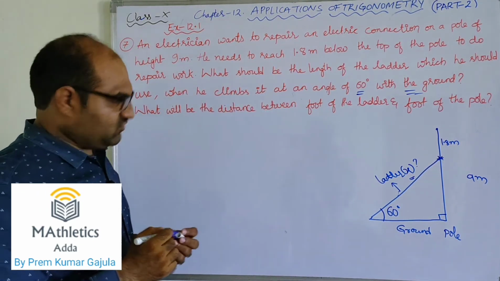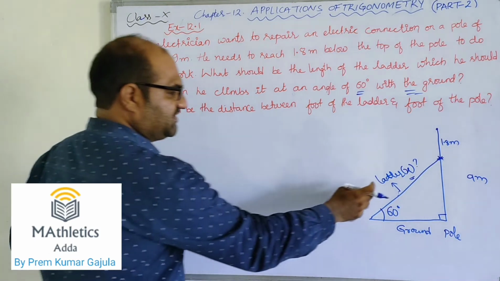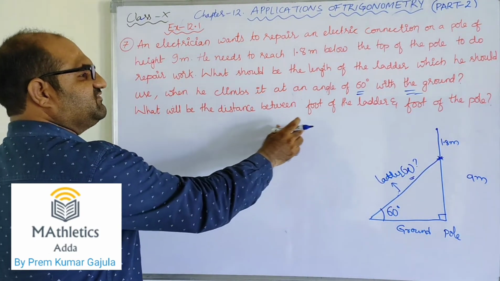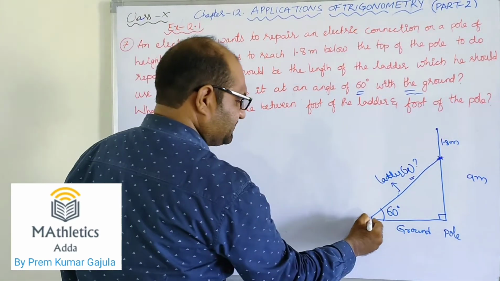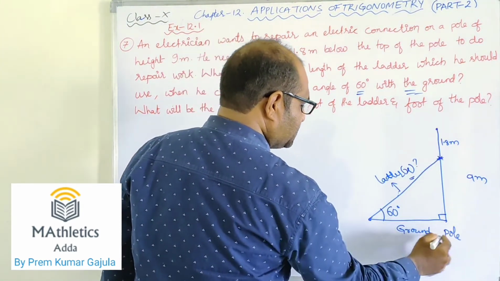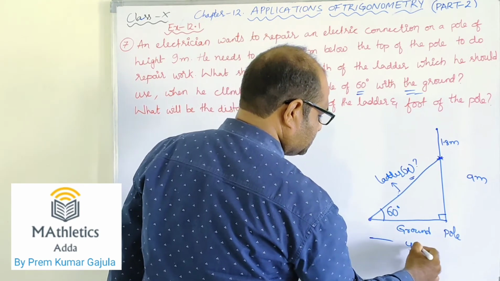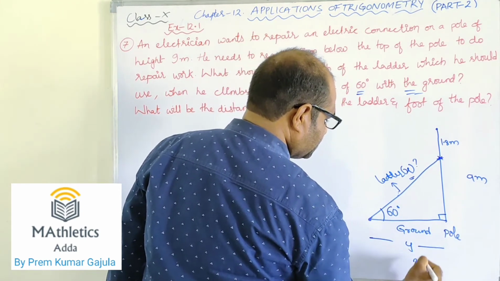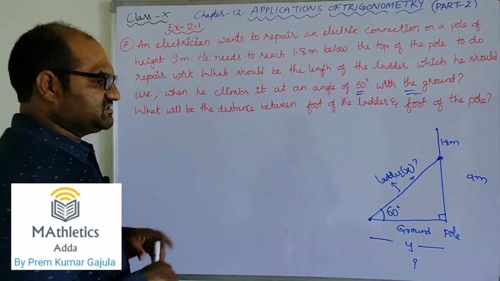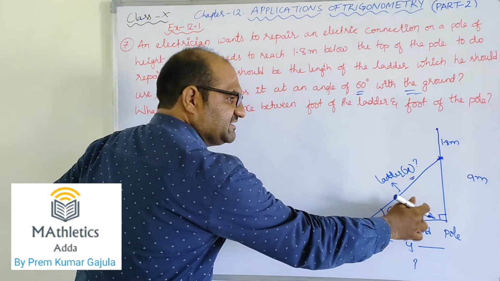So now let's see what we have to find. First of all, we have to find out the ladder length, and also what will be the distance between the foot of the ladder, this is the foot of the ladder, and this is the foot of the pole. So now let us take this as y. So we should find out y and we should find out x.